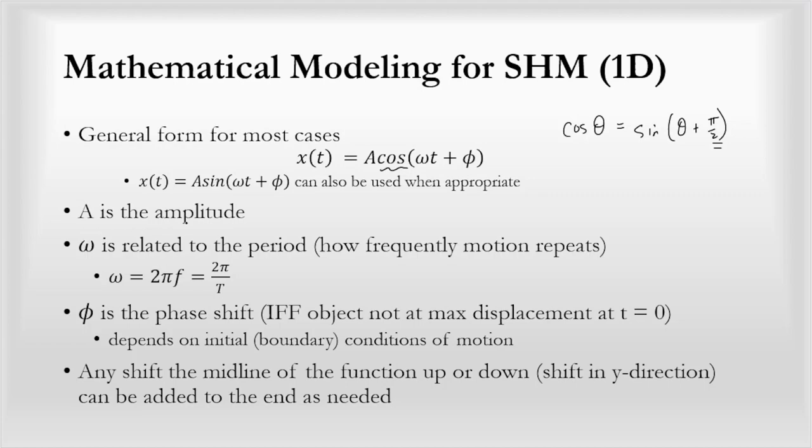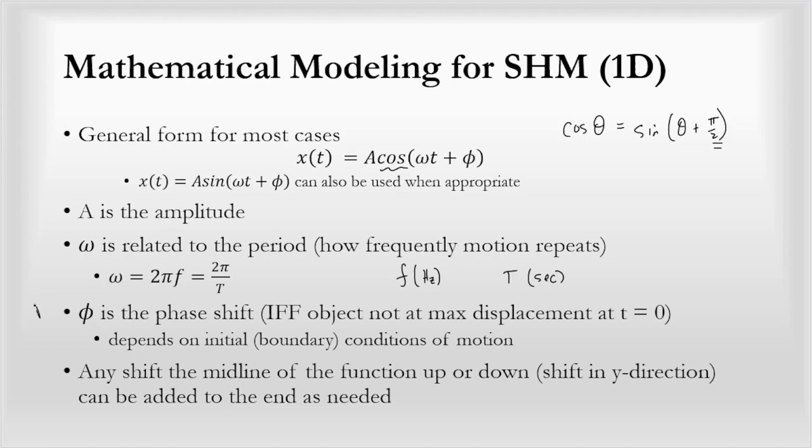Again, A is the amplitude. Omega is how frequently motion repeats. Remember, omega is in radians per second. We could measure the frequency in hertz and relate it to omega, or we could have T, which is the period, in seconds. Okay, so that's where the omega goes in the equation.